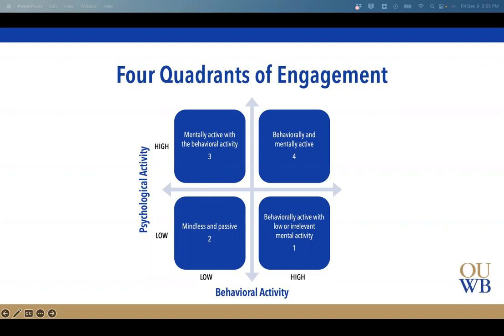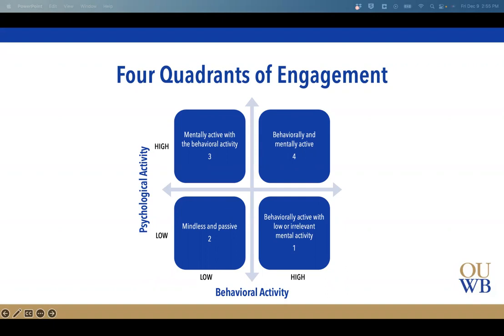Okay, so quadrant 3, the top left, is mental activity that's not paired with some sort of behavioral activity. So something like reading for meaning is an example of that. Students are physically not really doing anything. They're just sitting, reading, but they're very intentionally being cognitively active during that time. They've been given some sort of prompt to encourage them to be very highly psychologically engaged.